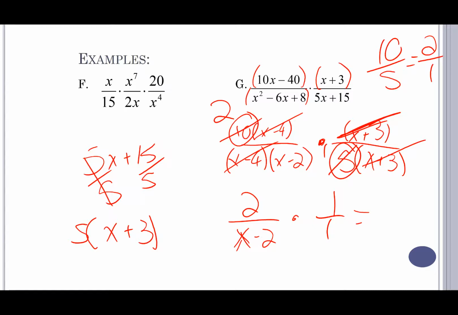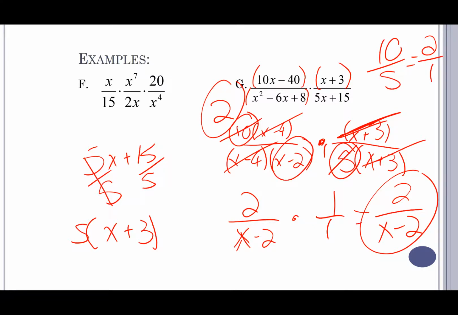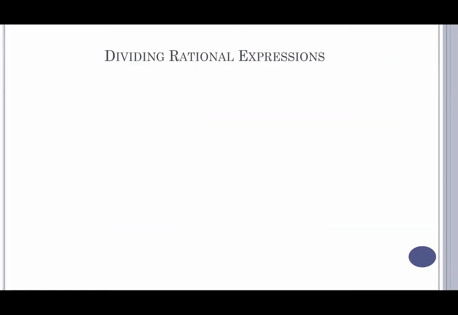So, of course, times 1 over 1, you're simply just going to have 2 over x minus 2 as your final answer. Because 2 times 1 is 2, x minus 2 times 1 is x minus 2. So there you go. Because everything else canceled out except for that 2 on top and this x minus 2 on bottom. Everything else canceled. So there you go. Let's move on to dividing.